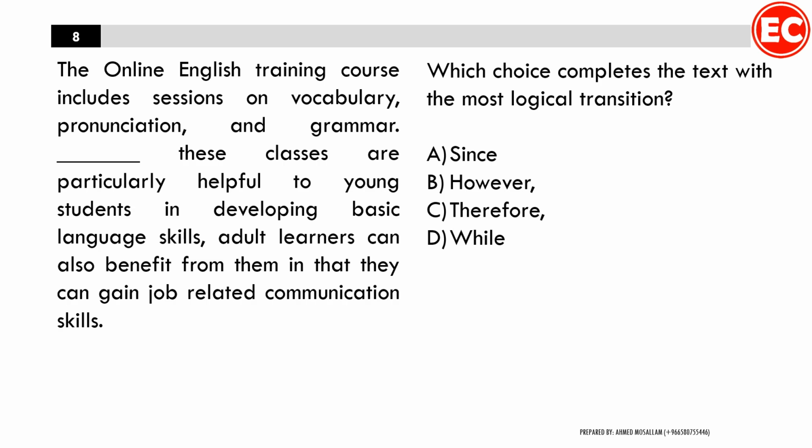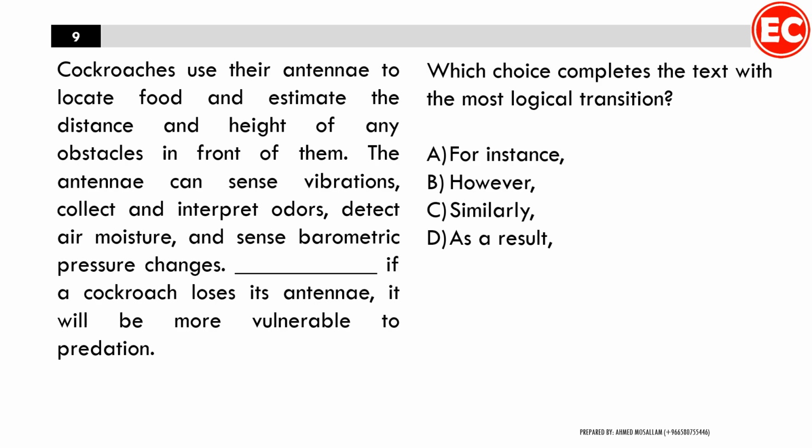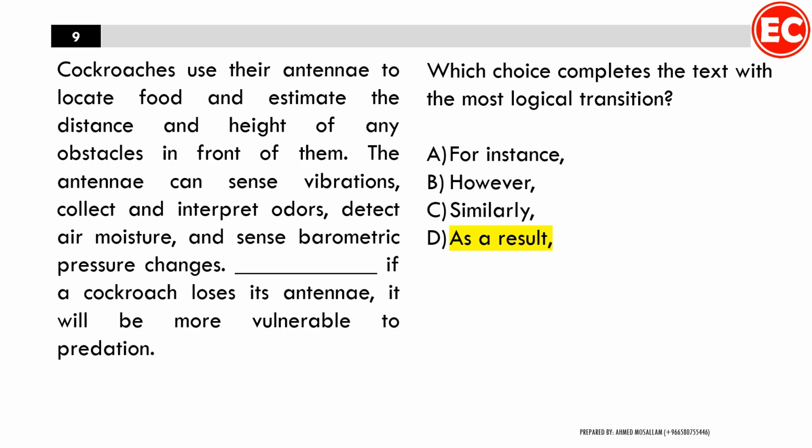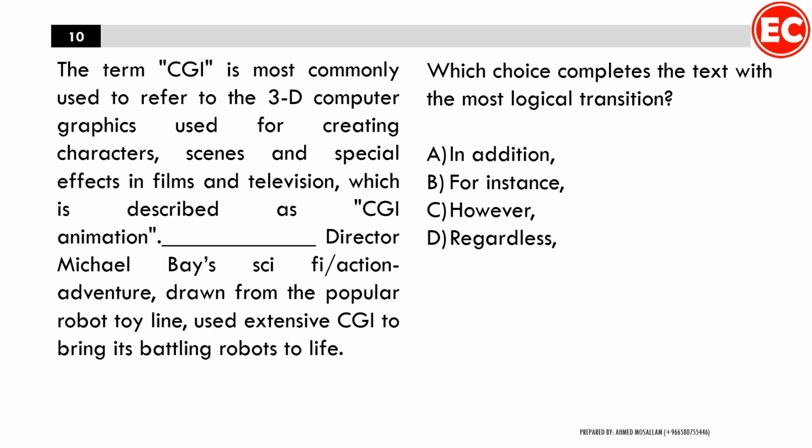Number 8 here, we'll go back to the transitions. Compare the previous sentence and the sentence after to find out the answer. You can pause the screen. Okay, the answer is while here. This one also, pause. Okay, now the answer is as a result, cause and effect. And here also try to read before and after. Pause and try yourself. Now we get the answer, which is for instance, which means for example.